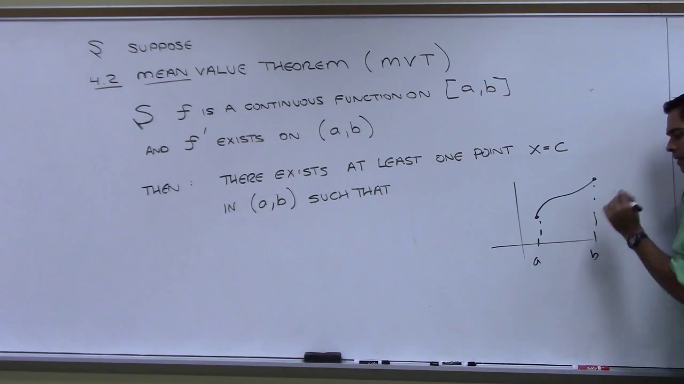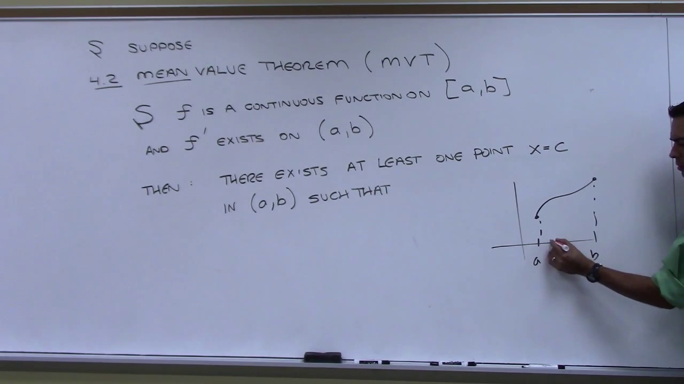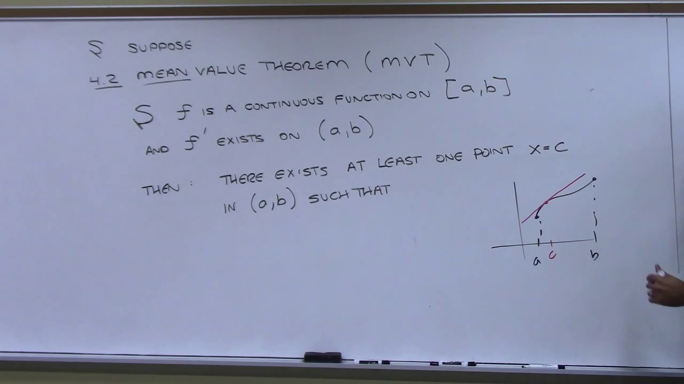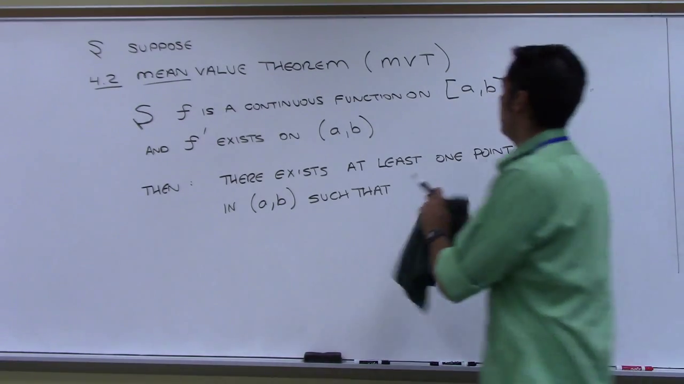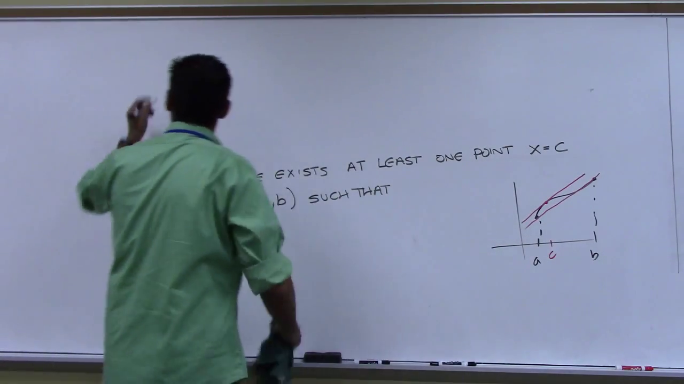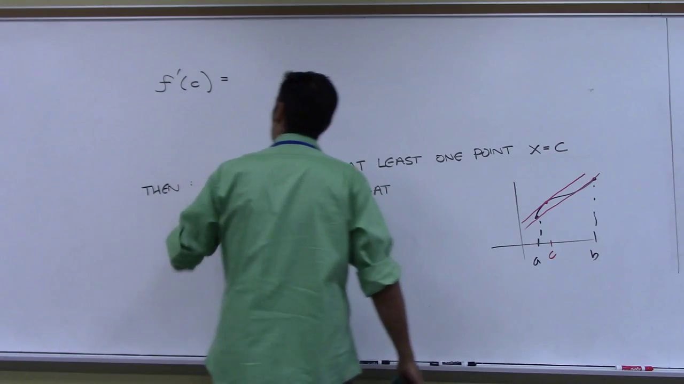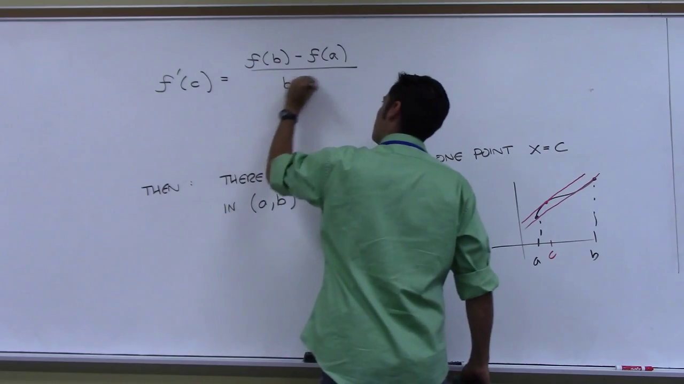If that's true, then there has to be some point in here, somewhere, C, there's got to be at least one, that when I plug that in and I take the derivative, the slope of that tangent line is equal to the slope of the line connecting those two, right? That's what I need to say. So here's how we say that. There exists a point, C, somewhere in there, such that the derivative at C is equal to f of b minus f of a over b minus a.